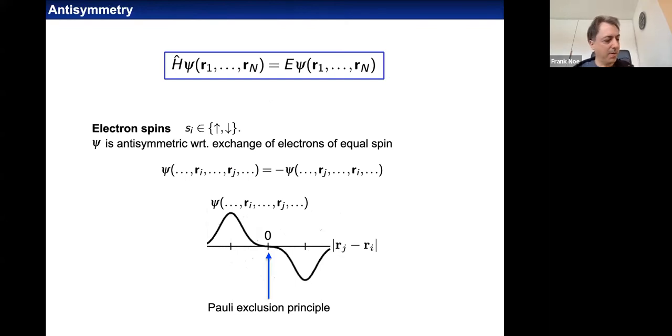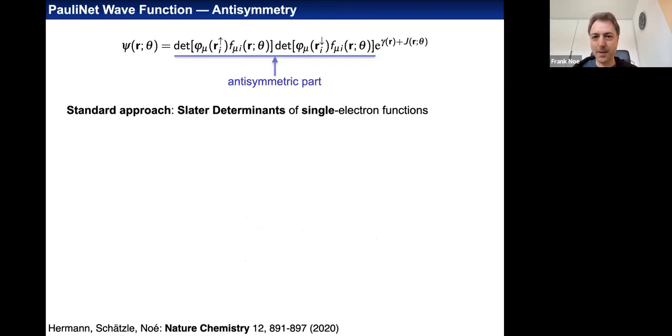Okay, so the main problem here is that electronic wave functions are antisymmetric because electrons are fermions. So we have to respect the fact that if we exchange two electrons, we have to change the sign of the wave function. And that leads to these nodes in the wave function, which leads again to Pauli exclusion of same spin electrons. And that's what makes the problem hard, basically. So we're introducing a combinatorial argument. Solving the electronic Schrödinger equation exactly becomes basically exponentially hard in the number of electrons because of this.